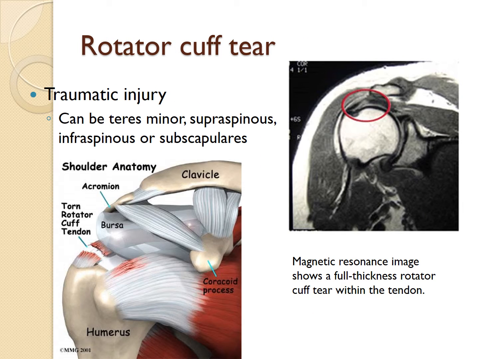Rotator cuff tears are also very common in the shoulder. Those you may image with an arthrogram, but more commonly, again, they are better seen with an MRI.